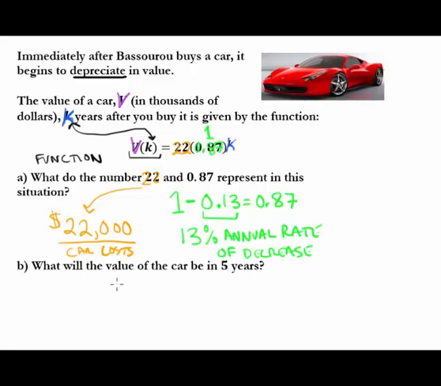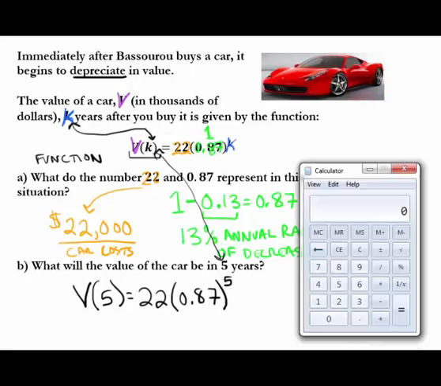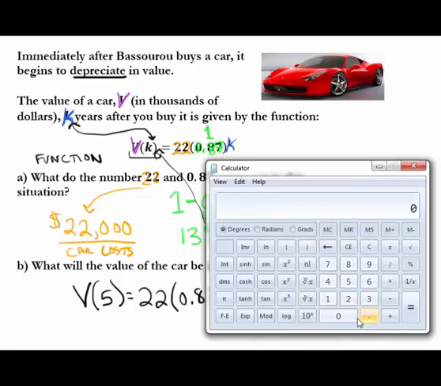Now the question is, what will the value of the car be in 5 years? That's asking you to calculate this function value. So instead of saying that v of k is this value, let's calculate v of 5. When I input the value k equals 5, what is my output? So v of 5 is going to be 22,000 times 0.87 to the 5th power. Every year you do it once, twice, 3 times, 4 times, 5 times, and we can calculate that. So I can type in 0.87 to the power of 5.